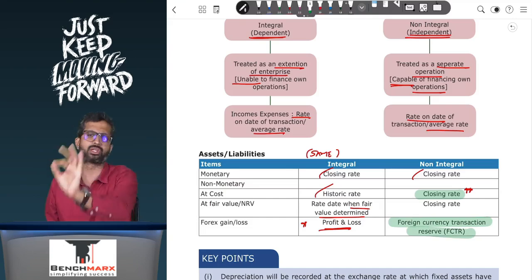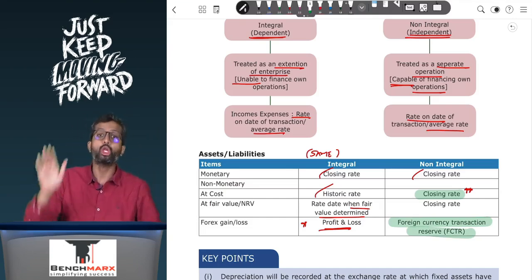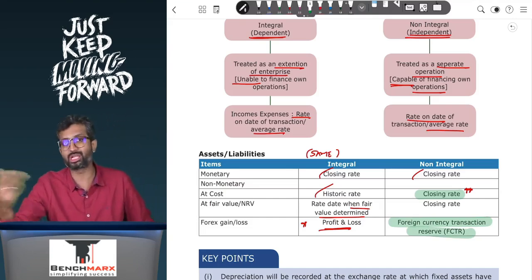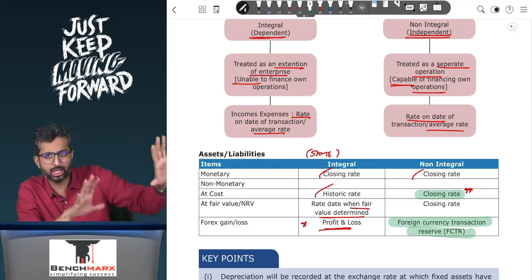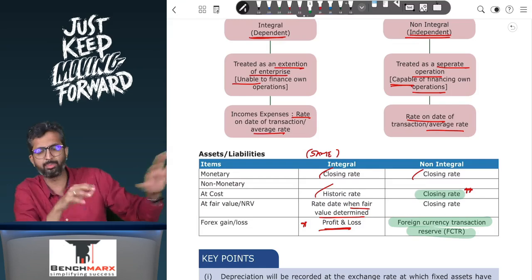It will be a separate reserve, like in AS10 you have the revaluation reserve. You keep the money in the revaluation reserve till the time you sell the fixed asset when you transfer it. In a similar way, till the time JLR is operating independently, I'll keep it as FCTR.